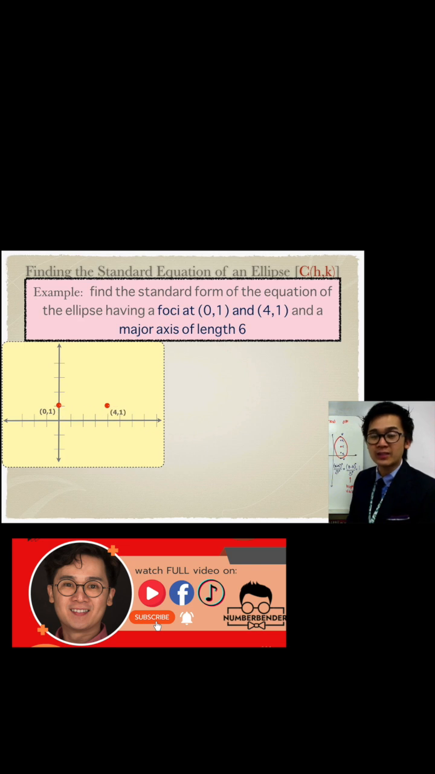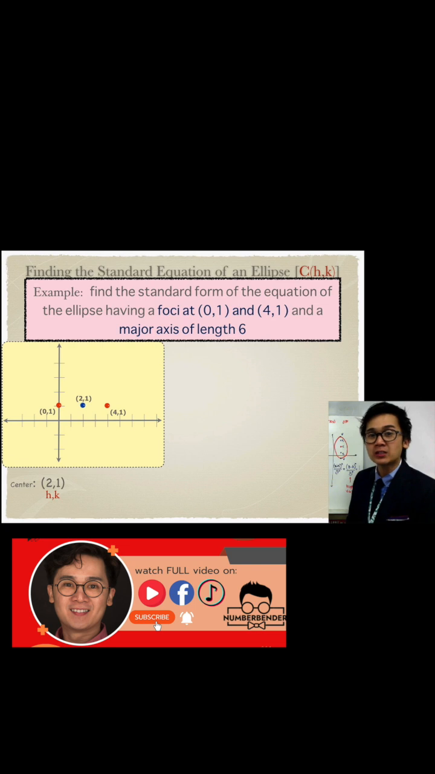Now we can find the center of this ellipse by finding the midpoint of your two foci, and in this case the midpoint of your foci is at (2, 1). So it's all about counting the number of units of your foci to find the center of your ellipse. Now for your ellipse with a center at (2, 1), we know that the value of h and k is going to be 2 and 1.